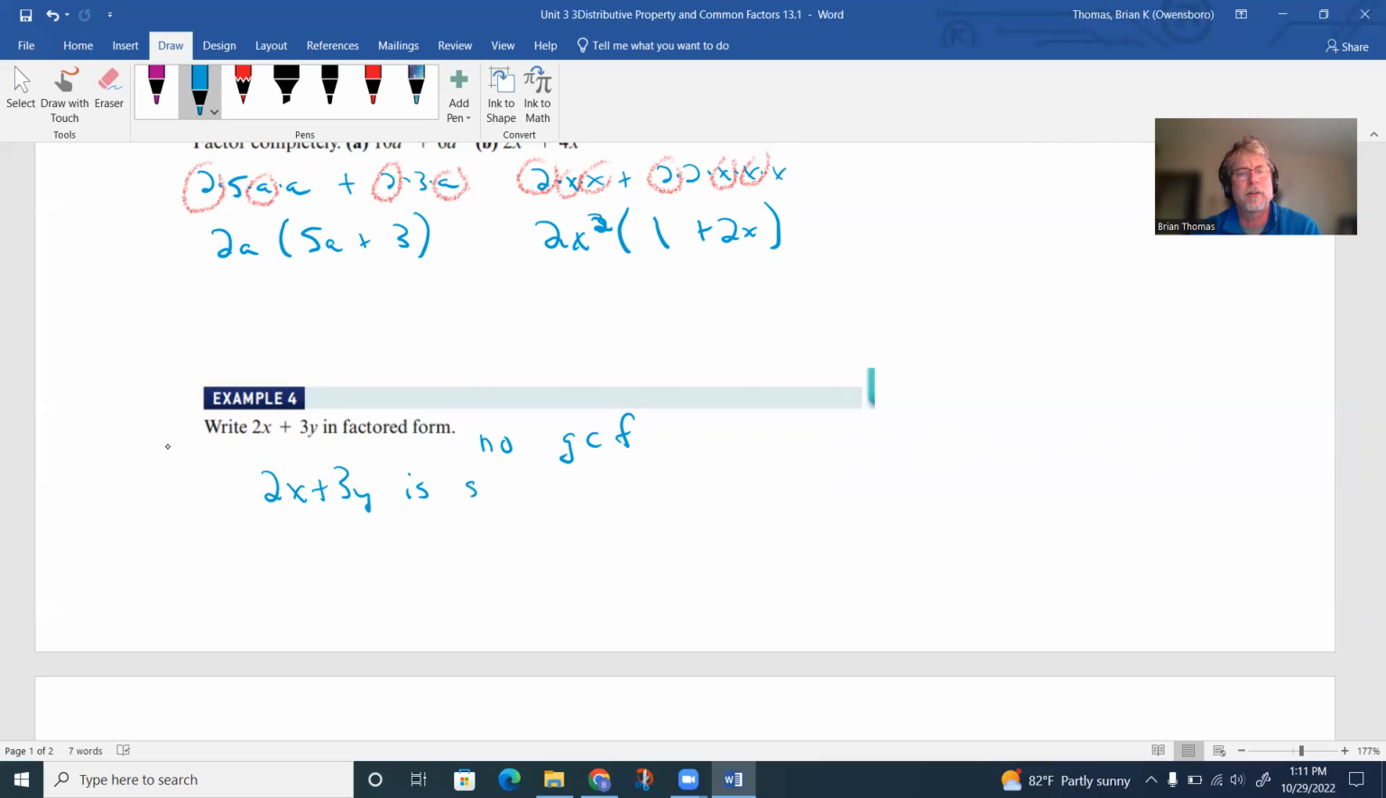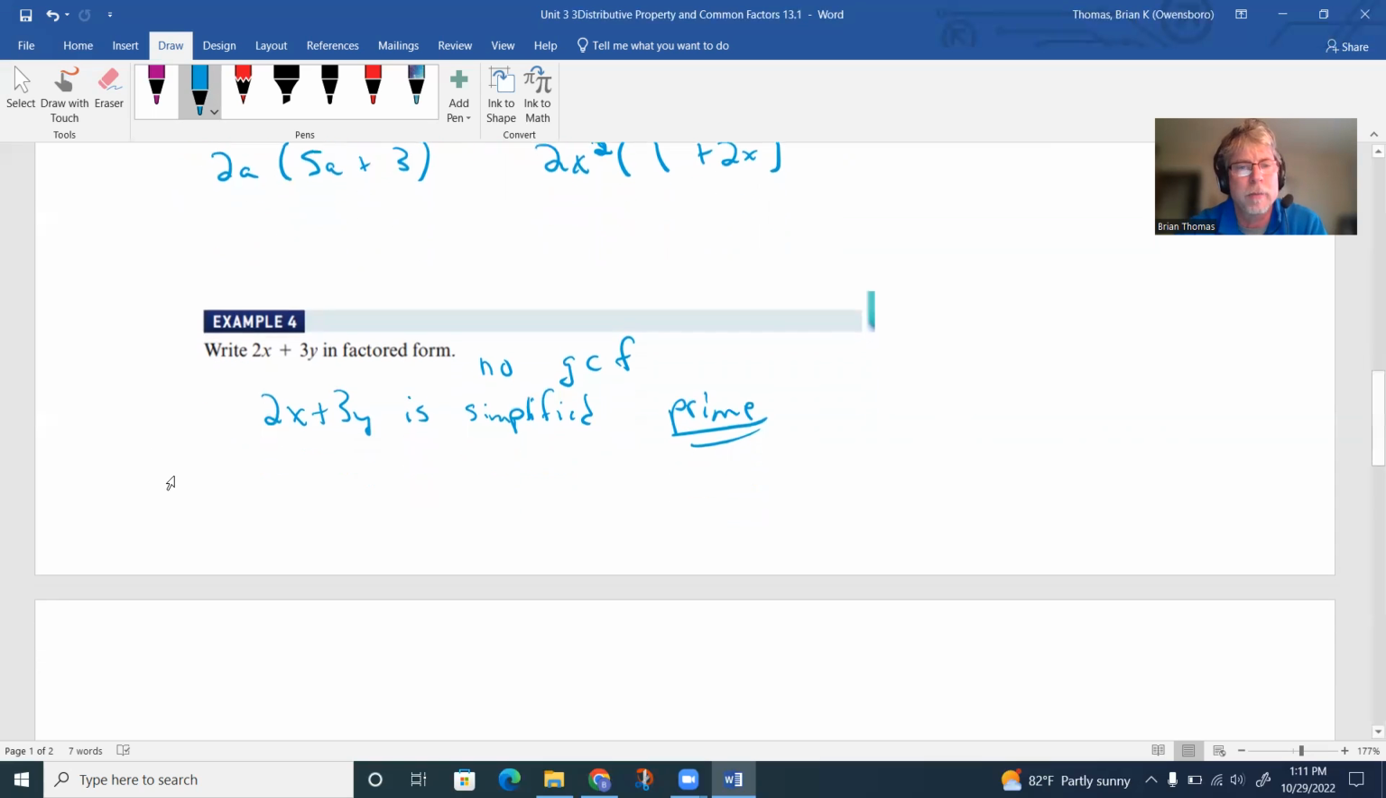So this is kind of simplified. And sometimes if it doesn't have any common factors, we use that word prime, if you recall. Prime numbers cannot be broken down. They don't have any common factors in them. So we could leave that then as what we call prime. It has no common factors.